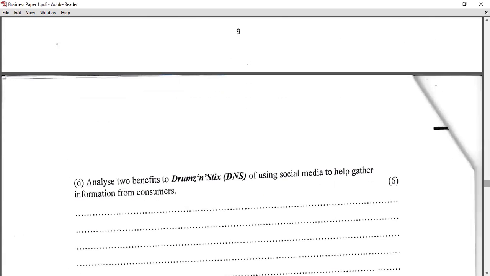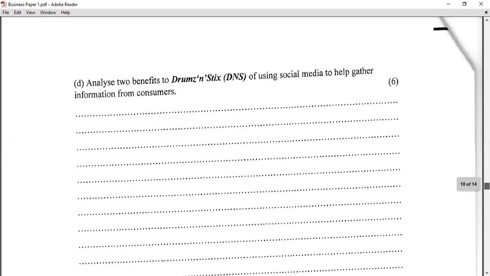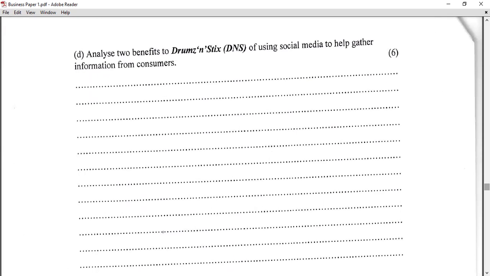Okay. Next, we are going to part D. Analyze two benefits to DNS of using social media to help gather information from consumers. Social media is something everyone is very familiar with because of the 21st century. Everyone is using social media. The most common platforms are YouTube, Facebook, Twitter, WhatsApp, Instagram. There are so many platforms in social media.